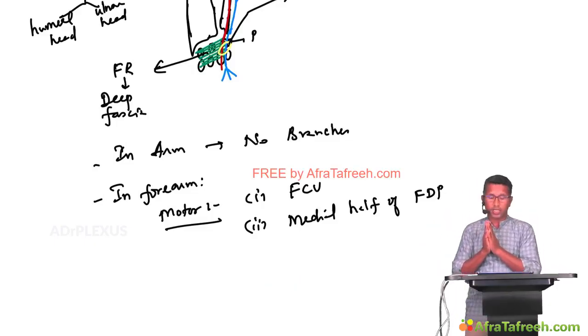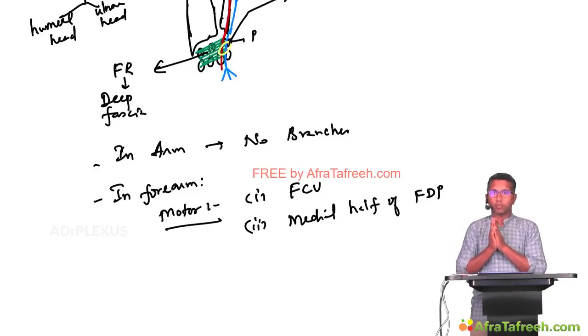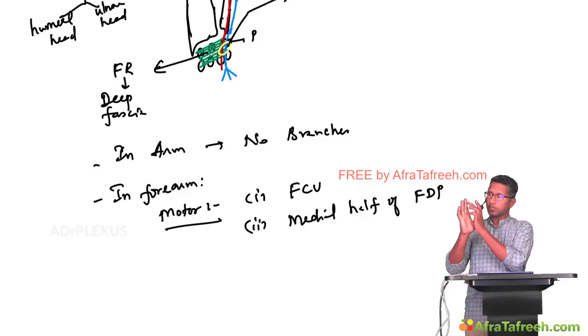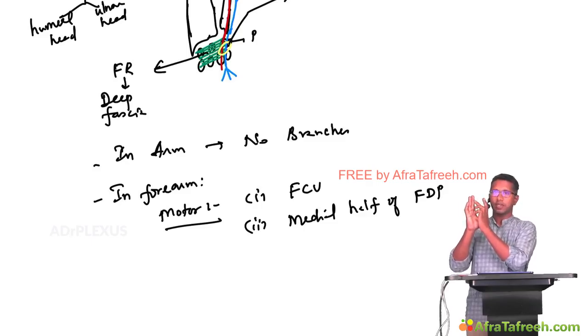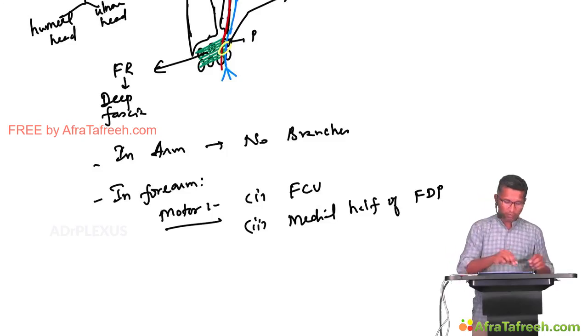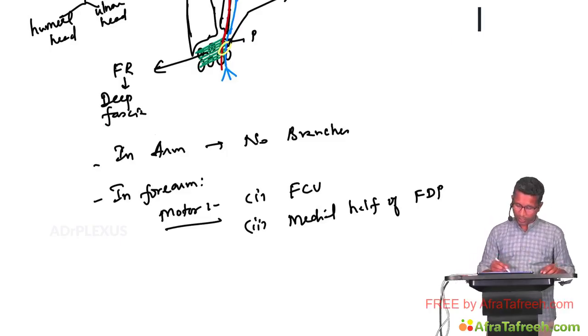More important is the flexor digitorum profundus muscle. What is flexor digitorum profundus? We have seen the profundus muscle gets attached to the distal phalanx. Now if you want to flex the distal phalanx of your ring finger and distal phalanx of your little finger, the medial half of flexor digitorum profundus has to work. Am I right or not?